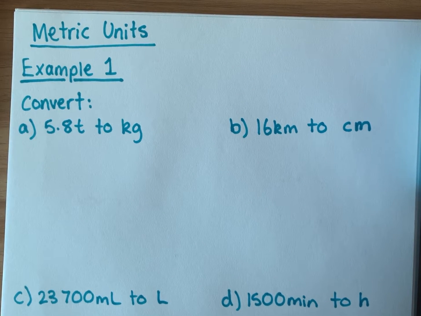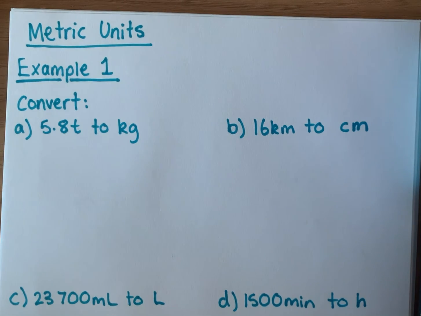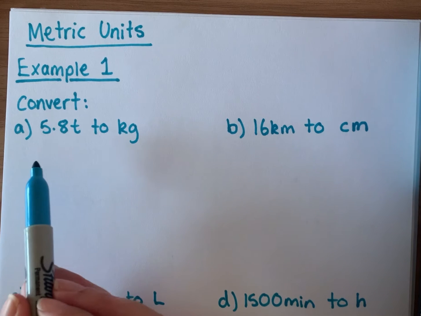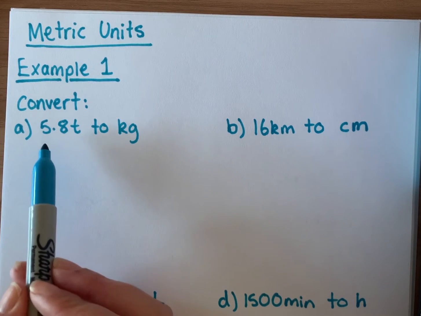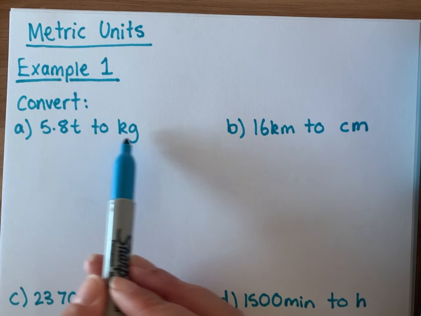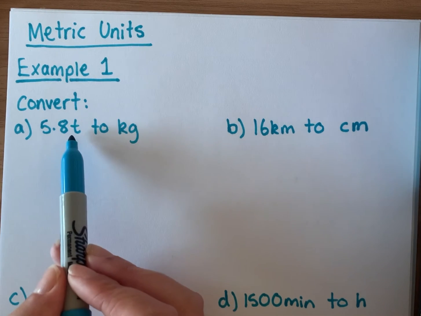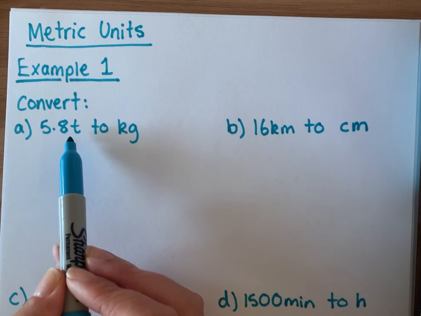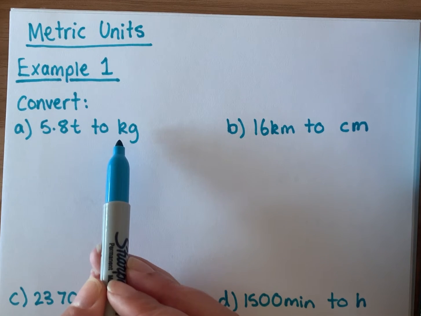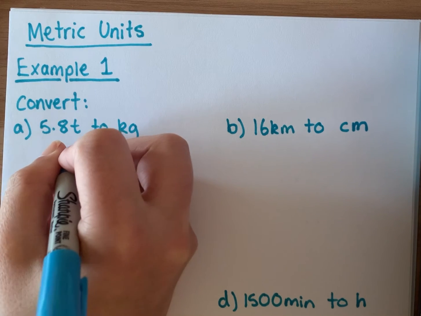Okay, so here are the examples for our first exercise. Example 1 is just asking us to convert from one unit to another unit. And we've got lots of different units here as well. So part A is dealing with mass, and it's asking us to convert 5.8 tons to kilograms. So we're going from tons to kilograms. We're moving from a larger unit to a smaller unit. So we know that means we need to multiply by something.